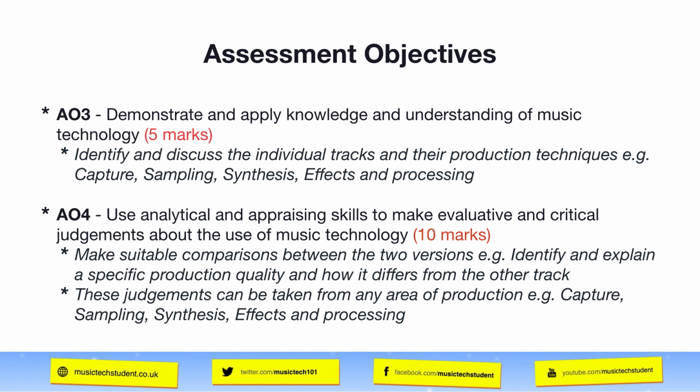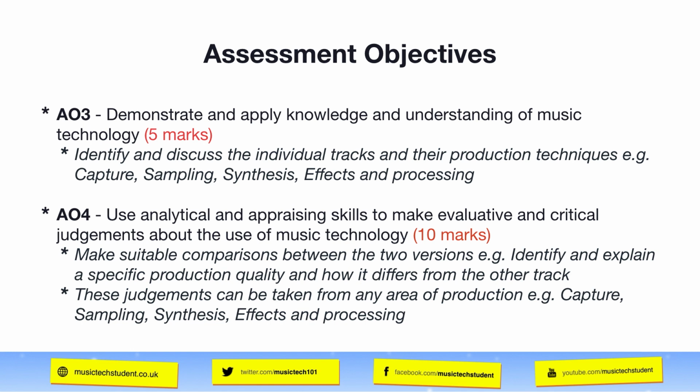So for the assessment objectives, AO3, you're expected to demonstrate and apply knowledge and understanding of music technology. So this could be to identify and discuss the individual tracks and their production techniques. You could put these into categories. You could say, right, the first category I'm going to look at is how it's been captured. The second category I'm going to look at is any sampling or synthesis being used, and then you could look at effects and processing. If you categorize them in this way, you structure your essay so that it has very defined points.